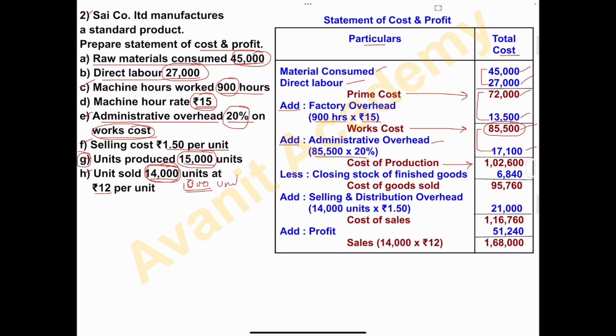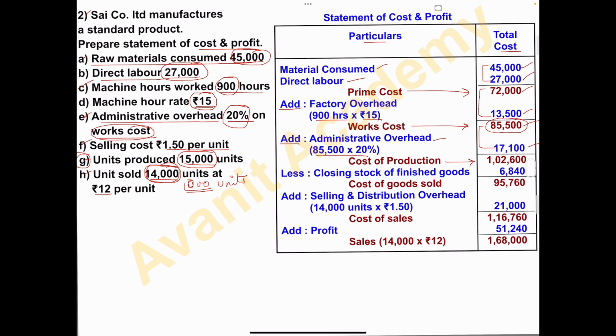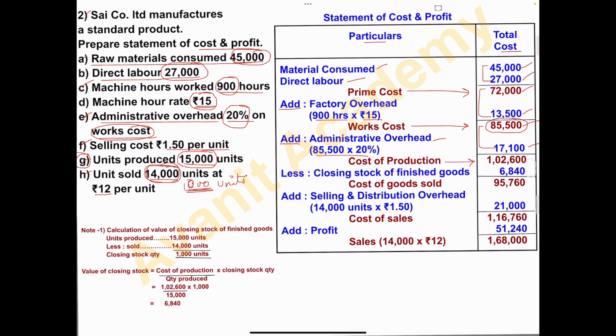So this 1,000 units is the closing quantity, the closing stock of finished goods. We have to calculate the value of these 1,000 units. Let's prepare note number 1: calculation of value of closing stock of finished goods. First, we have to calculate the closing stock quantity.